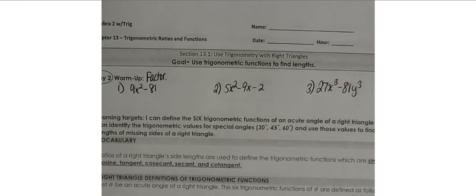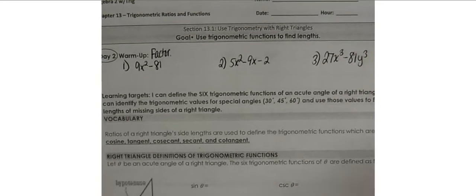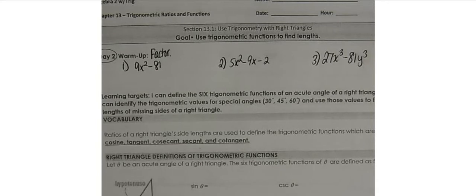Before we get started, I would like you to please go ahead and factor these 3 expressions. The first one is 9x squared minus 81. The second one is 5x squared minus 9x minus 2. And the third one is 27x cubed minus 81y cubed. Please pause the video and factor each expression individually. Then go ahead and restart the video and we will see how well you did.